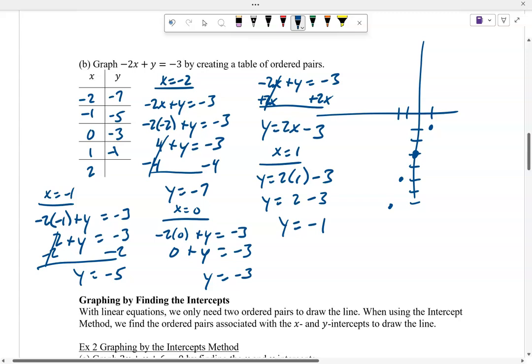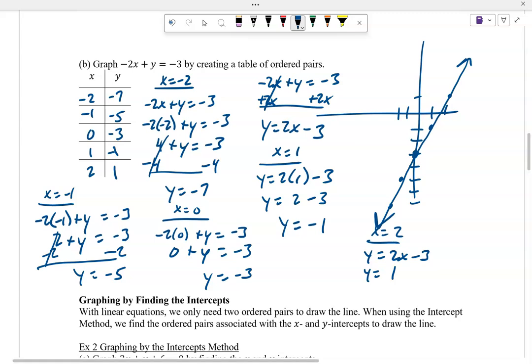1, -1. Now I plug the 2 in for x. So I got 2 times 2 is 4 minus 3, which is 1. 2, 1. And I draw that line. And notice that one's going up and to the right. We'll talk about slope later in the course. That means it's increasing. As I increase in x values, my y values are also increasing.